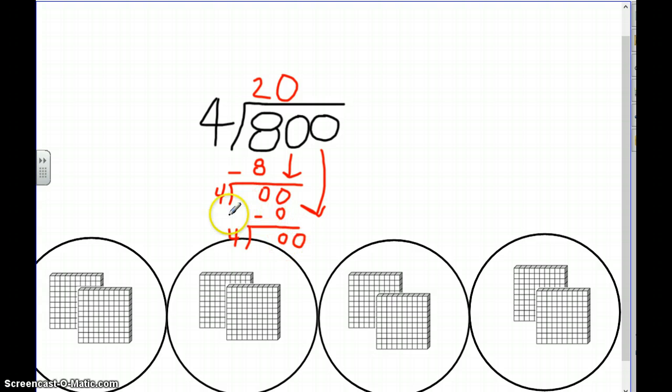And after we've brought down, we're on the division phase again. So we ask ourselves, what's 0 divided by 4? The answer is 0, okay? So we have 800 divided by 4 is 200.